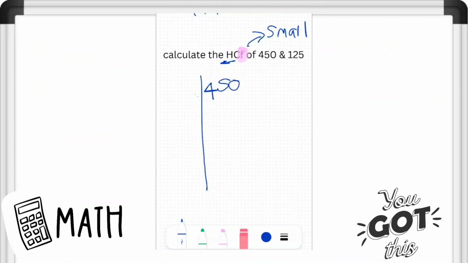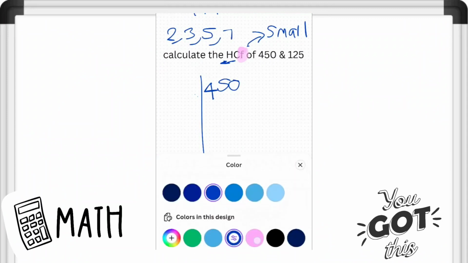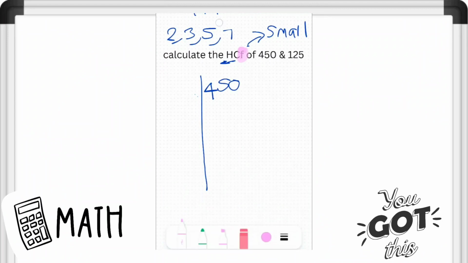Now before you start, just to make sure that you are not rushing it and using the wrong numbers, go and write your prime numbers down: 2, 3, 5, 7, and so on. Which one of these numbers can go into 450? Well, we know that it ends with 0, so 5 is going to be able to go in there. And 450 divided by 5 is 90.